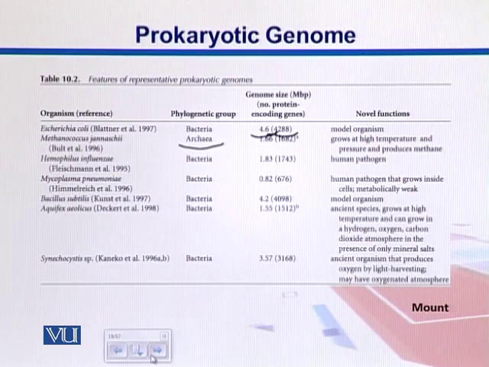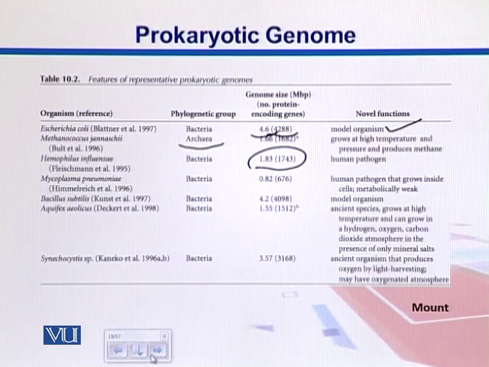Then archaea Methanococcus, that is 1.66 MB and it has 1682 genes. Then we have Haemophilus influenzae, 1.83 MB and 1743 genes. It's a human pathogen. We can also have descriptions of these organisms, like E. coli is a model organism, and then obviously this archaea grows at high temperatures and produces methane. Maybe good to have natural gas from it.